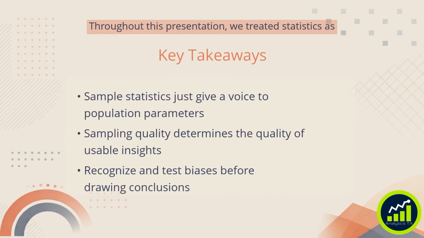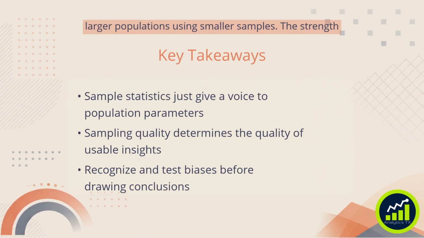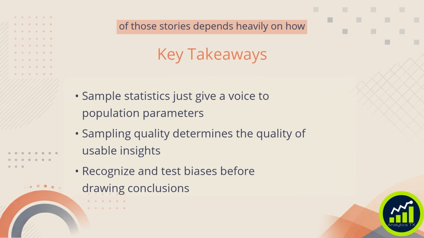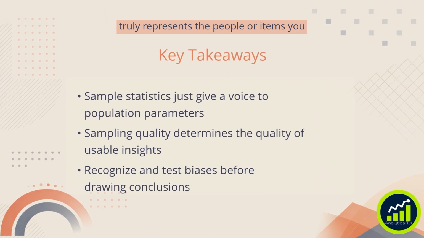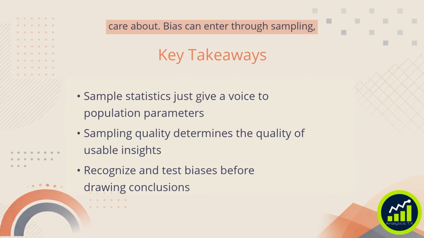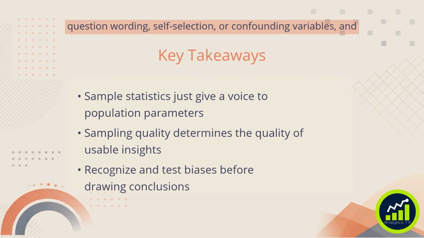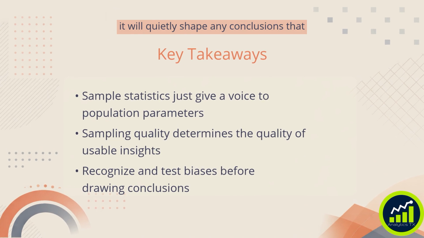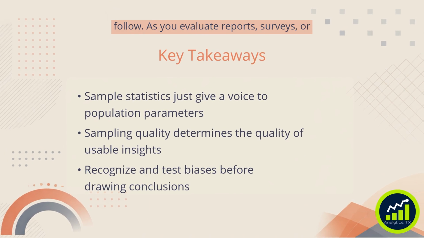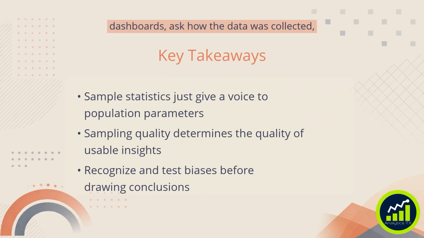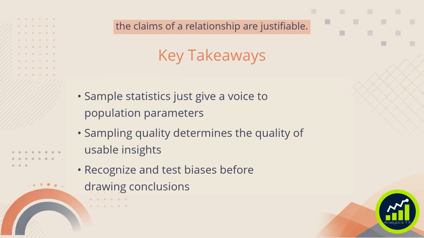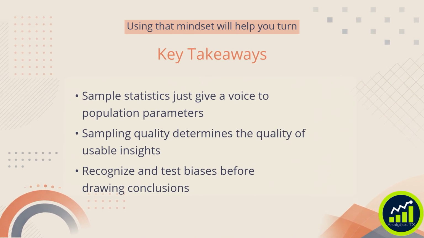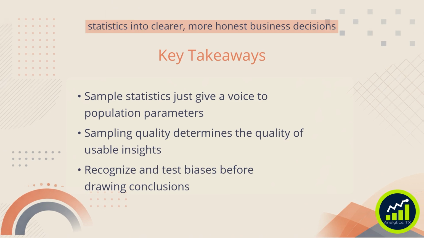Throughout this presentation, we treated statistics as a way to tell careful stories about larger populations using smaller samples. The strength of those stories depends heavily on how the sample was chosen and whether it truly represents the people or items you care about. Bias can enter through sampling, question wording, self-selection, or confounding variables, and it will quietly shape any conclusions that follow. As you evaluate reports, surveys, or dashboards, ask how the data was collected, how representative the sample is, and whether the claims of a relationship are justifiable. Using that mindset will help you turn statistics into clearer, more honest business decisions, rather than misleading narratives.